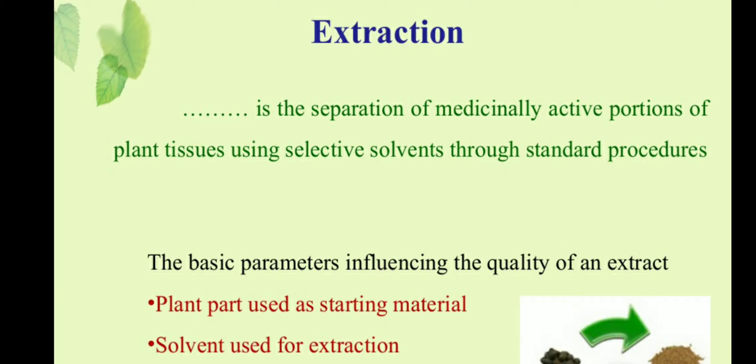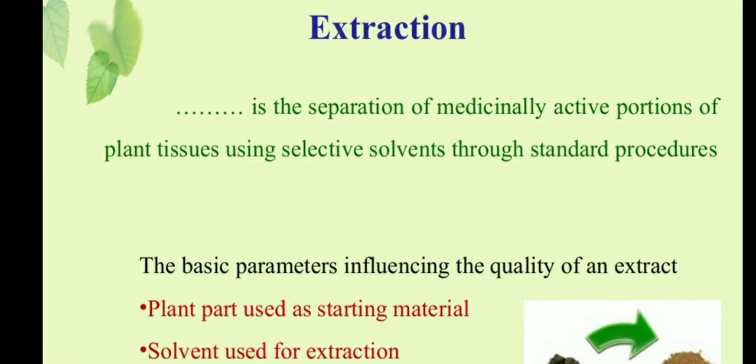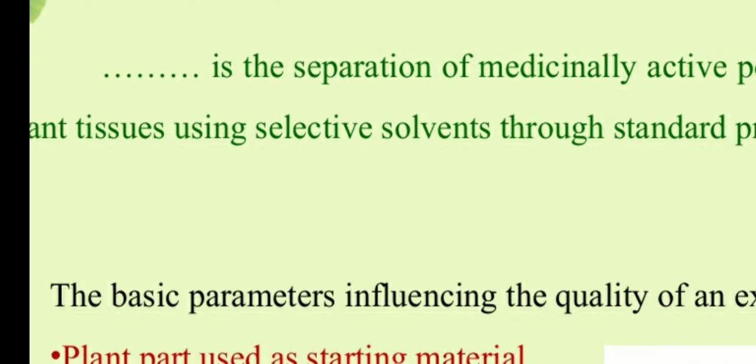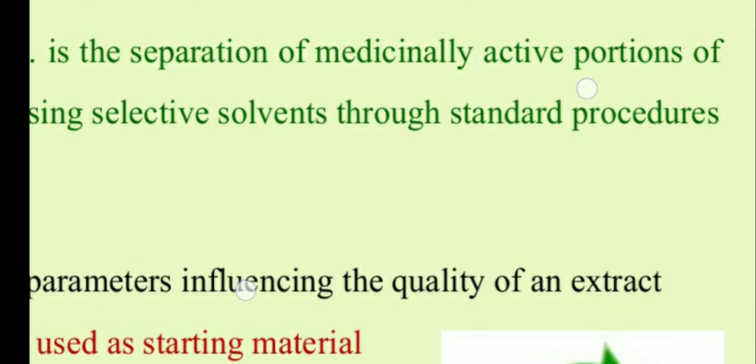Now, the extraction method. What is extraction? In this video, I'll also be discussing extraction methods. First, we understand what extraction is. Extraction is a separation technique in which you separate out the medicinal active portion of the plant's tissue using selective solvents. The selective solvent depends on what kind of compound we want to isolate from the plants, and it is done through a standard procedure.